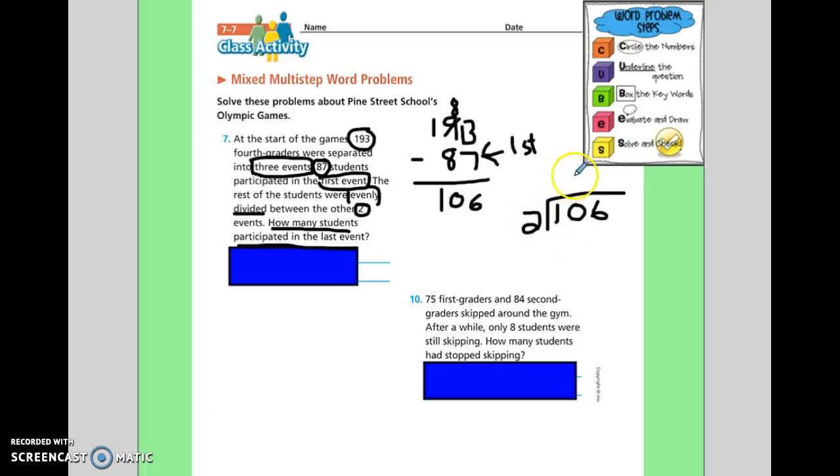So 2 divides into 10 5 times. I'm going to multiply, which will give me 10. Then I'll subtract, which will give me 0. I'll bring down my 6. And I get to repeat. 2 goes into 6 3 times. Multiply, 2 times 3 is 6. I subtract and I get 0. So remainder is 0. So 53 students participated in the second and third event. Okay, second and third event.